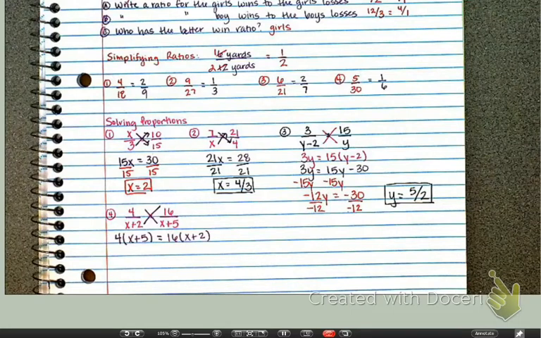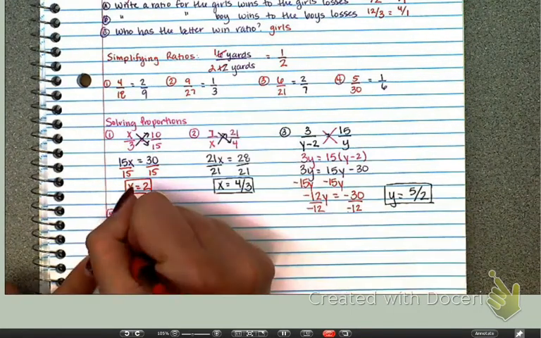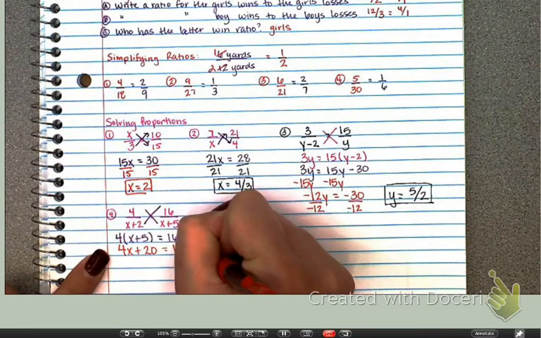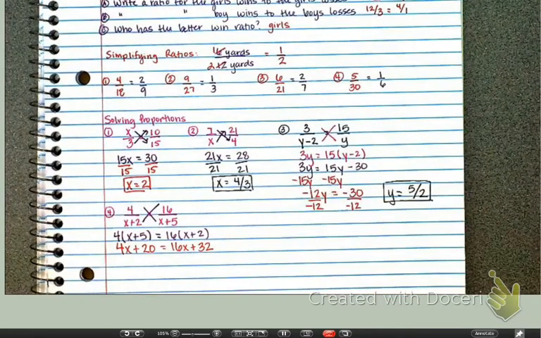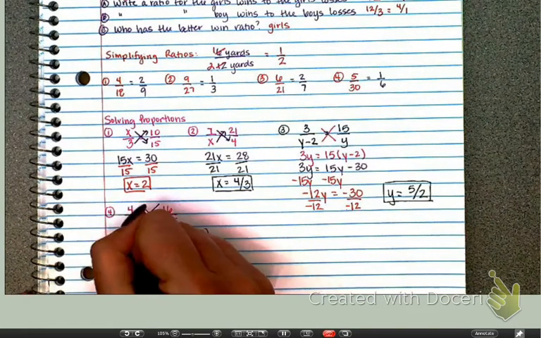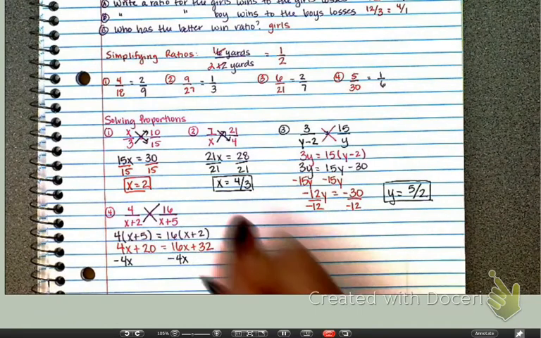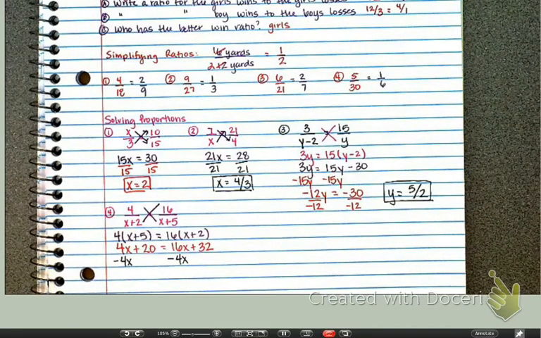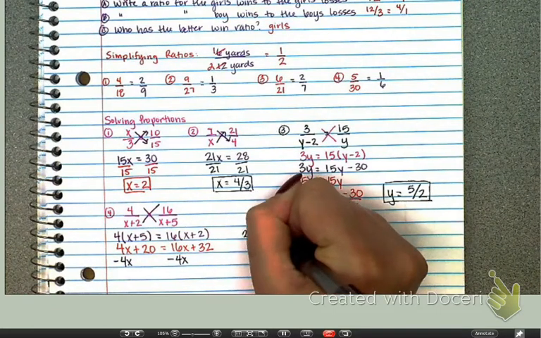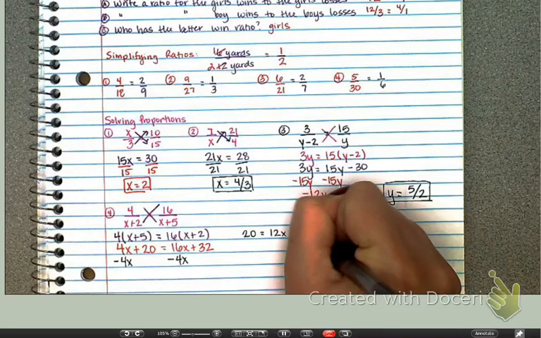Some of you can skip this step and go straight to the next one of 4x plus 20 equals 16x plus 32. But I would be careful with that. What do I do now to get x by itself? What should I do first to solve? I'm going to subtract the 4x to start. If you didn't do that, that's okay. But I'm going to subtract 4x, leaving me with 20 equals 12x plus 32.